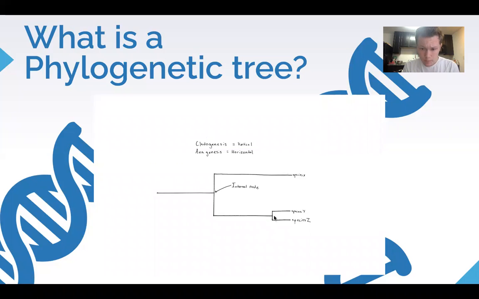And so these nodes down here, this is a node and this is an internal node. An internal node is basically just a node that has another node after it. And these are the points where they have the most recent common ancestors between these two species, per se.